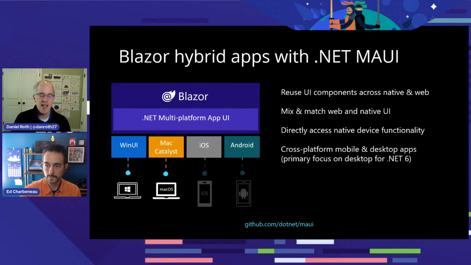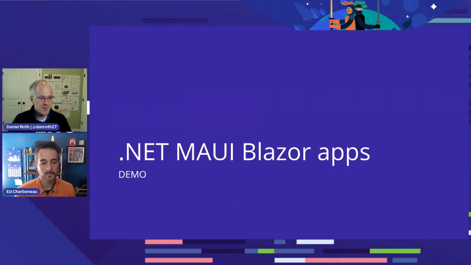NET MAUI includes a Blazor web view control that you can use to host Blazor components in your .NET MAUI apps. Since every .NET MAUI Blazor app is a .NET MAUI app, they can run anywhere .NET MAUI does. Although for .NET 6, our primary focus is on hybrid desktop scenarios. All right, so I'm going to show you now what it looks like to build a .NET MAUI Blazor app.